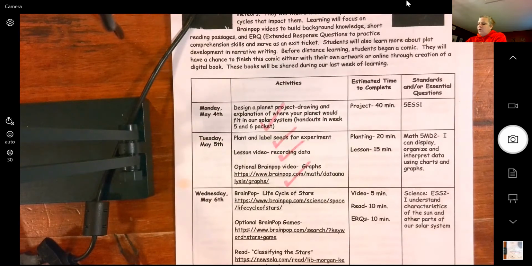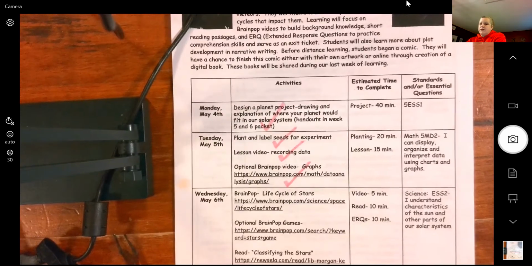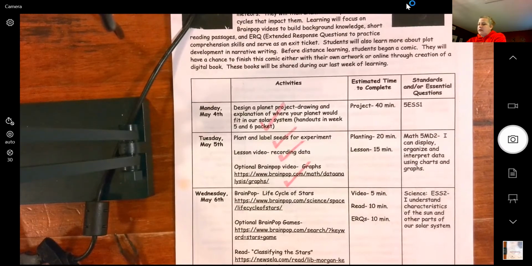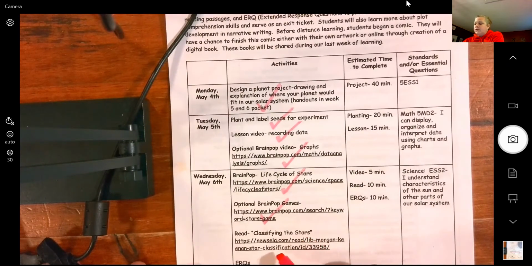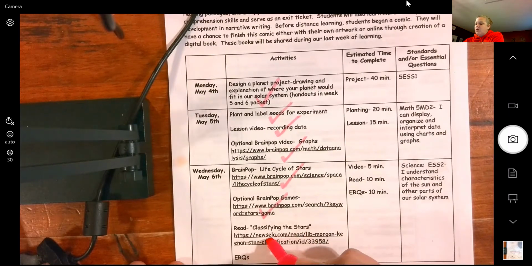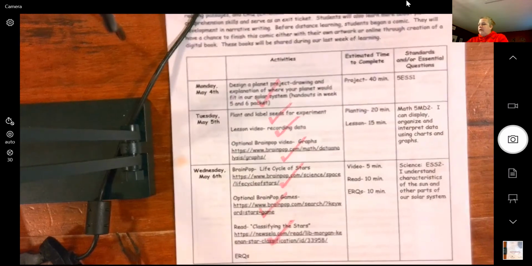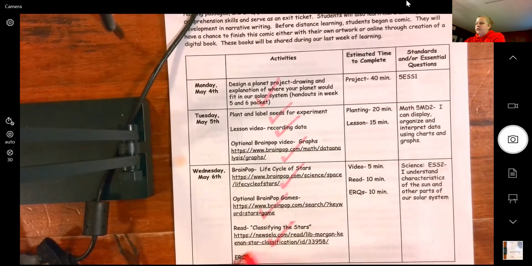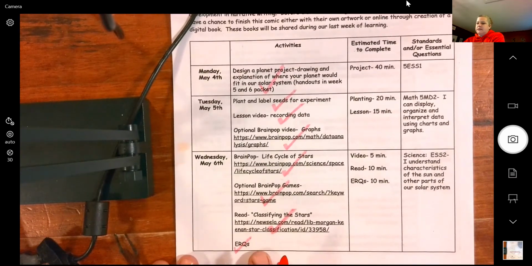On Wednesday, all of your science is going to follow the same format for the next 2 days. There's a BrainPOP video. There's some extra videos and games posted in there. Then there's either an article from Newsela or ReadWorks. You can either read with me, read on your own, or you can go online. And then there's an ERQ question, and this is like your exit ticket.